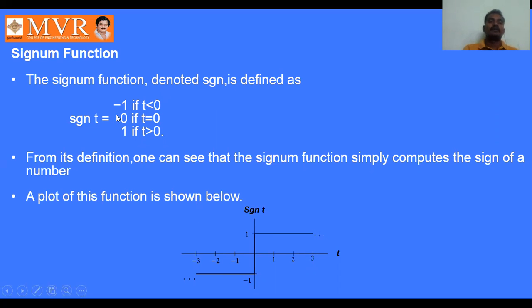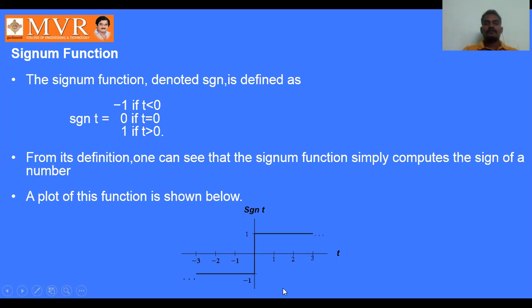SGN of t is equal to minus 1 if t is less than 0. So its value is minus 1 from minus infinity to 0, its value is 0 at t equal to 0, and its value is 1 if t is greater than 0. From its definition, one can see that the signum function simply computes the sign of a number.